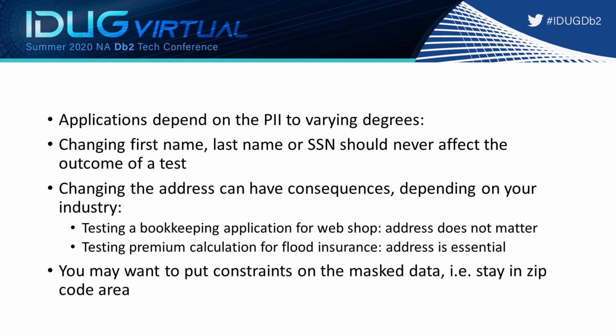In this scenario, you may want to put additional constraints on the masked addresses. So for example, it must be in the same zip code area. Now obviously, this makes the masking algorithms more complex and also slower. In some cases, the best choice may be not to mask the addresses at all, but when you do that, your test environment will still contain personal information, so you must tightly control who has access to it.